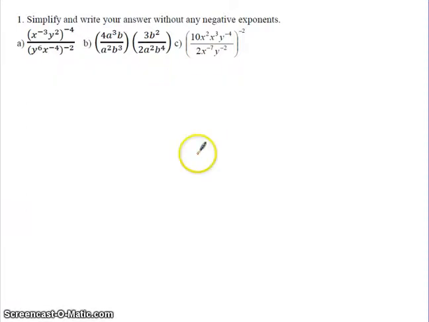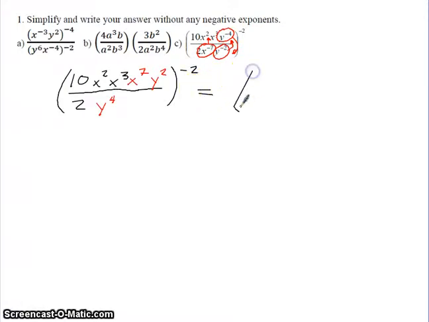Let's do part C. With these problems, the easiest thing to do is simplify the inside of the parentheses first. So I'm going to deal with my negative exponents to start, and then I'm going to simplify what I can. Okay, so from here, now I've dealt with my negative exponents, I'm going to start simplifying. 10 over 2 is 5, x to the 2nd, x to the 3rd, x to the 7th, x to the 12th. And then I have 2y's over 4y's, which means I have 2 down below.